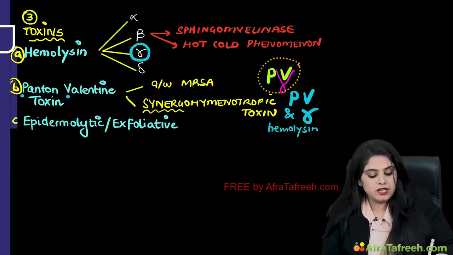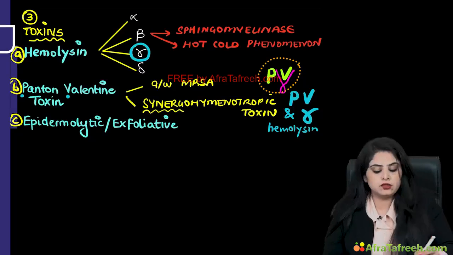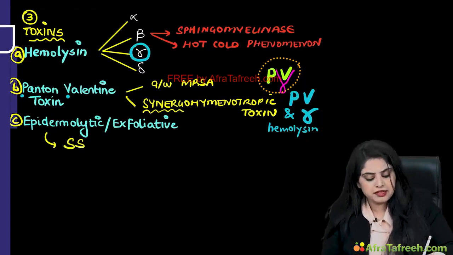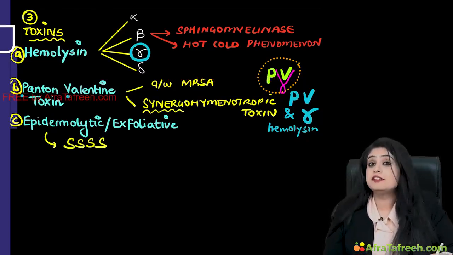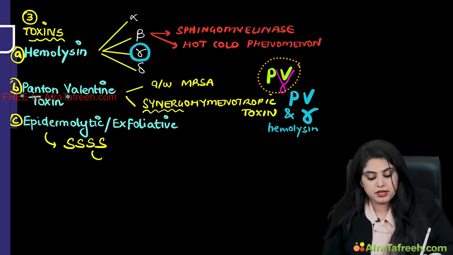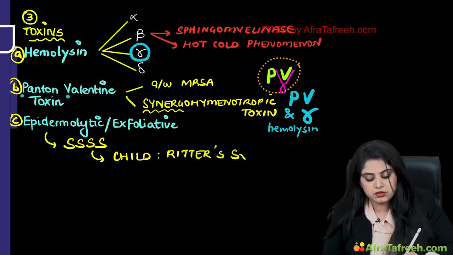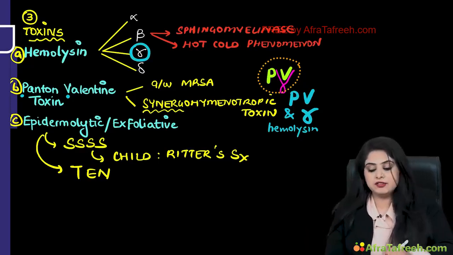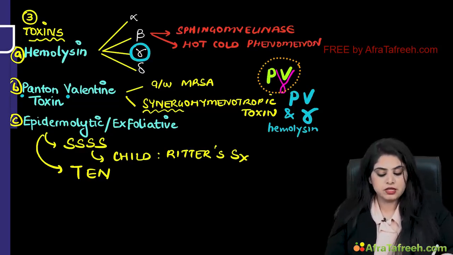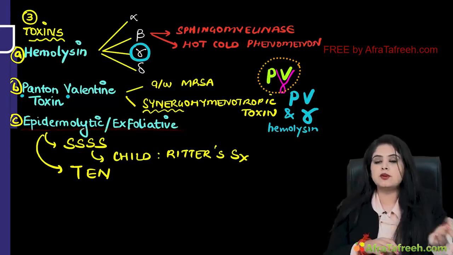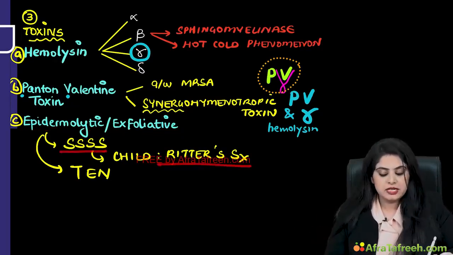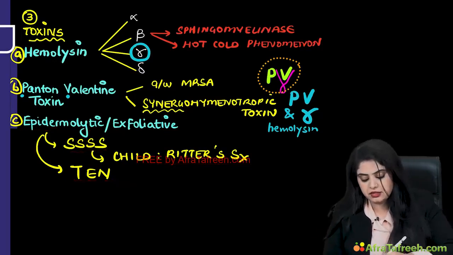Coming to the third one, which is very obvious, epidermolytic or exfoliative toxin. Of course, it is going to result in epidermolysis, right? So that basically means that there is SSSS, staphylococcal scalded skin syndrome. The same staphylococcal scalded skin syndrome in children is known as the Ritter syndrome. It is associated with another disease in the skin called toxic epidermal necrolysis. All of these you have studied in your dermatology, isn't it? So the word is only telling me the skin is going to come off, peel off, epidermolytic exfoliation. So staphylococcal scalded skin syndrome, Ritter's and toxic epidermal necrolysis. The third toxin is over.